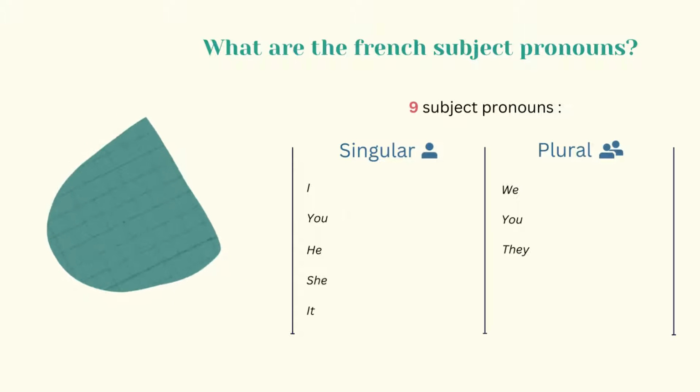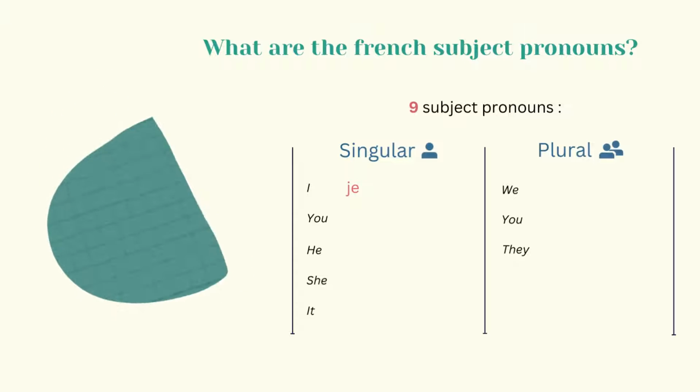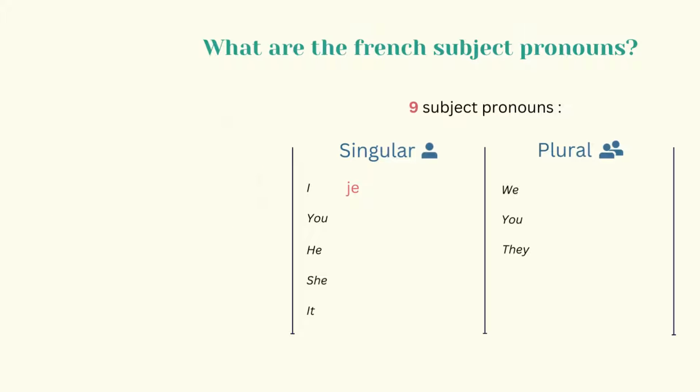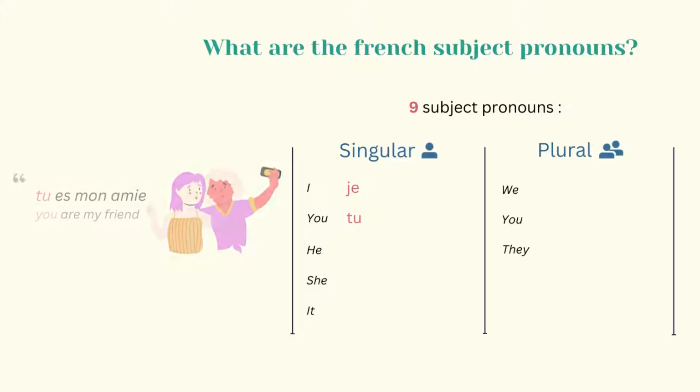Let's start with je. I use je to talk about myself. For example, je m'appelle Paul. Easy, right? The next pronoun is tu. This is what I use to talk directly to someone I know well or someone younger than me. For example, tu es mon ami.